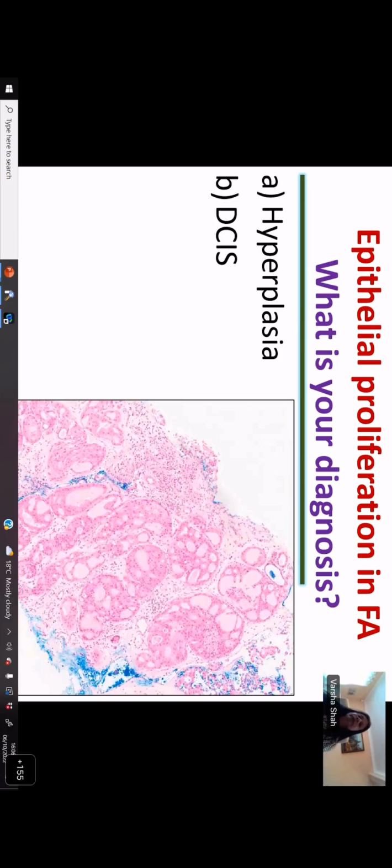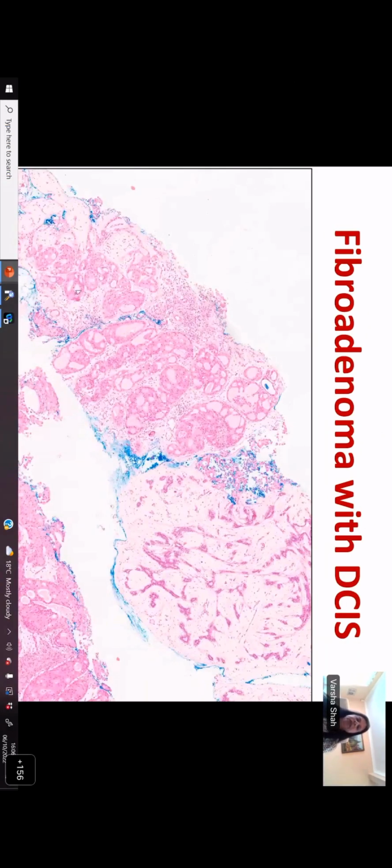Madam, mostly people have answered as B. DCIS. Perfect. Yes, it is DCIS. It's a fibroadenoma with DCIS. So we have a cribriform kind of architecture. So here your differential diagnosis would have been whether it is usual duct hyperplasia or is it low-grade DCIS. And you can see the cribriform spaces have punched out spaces, monomorphic nuclei, and rigid bars rather than tapering bars. So this was fibroadenoma with DCIS within it.